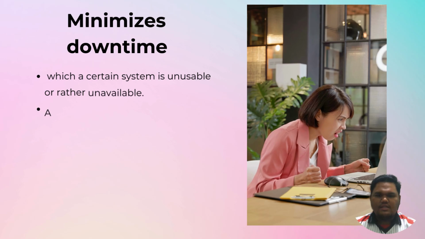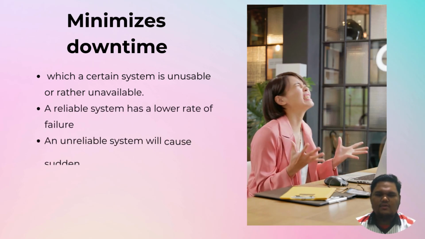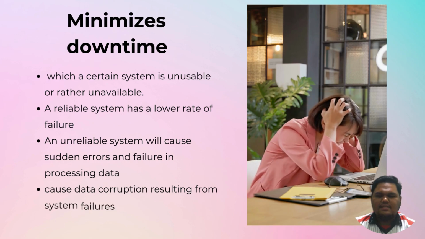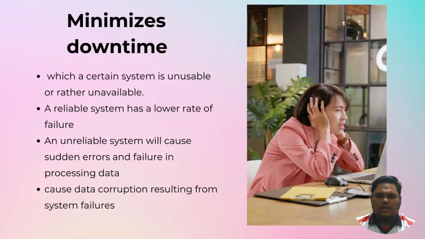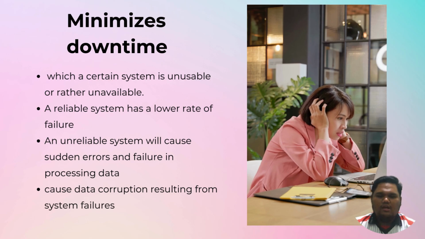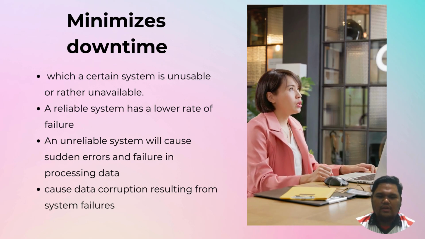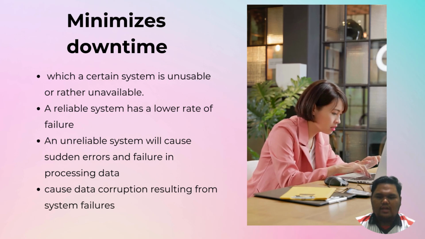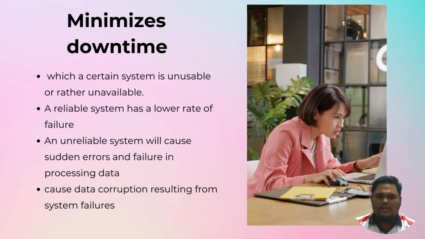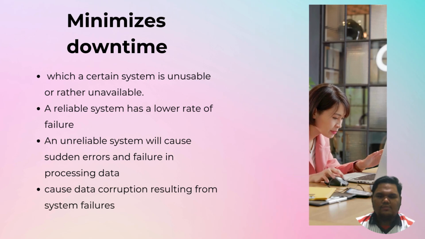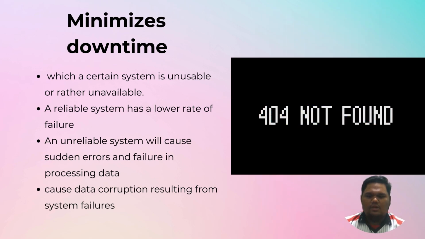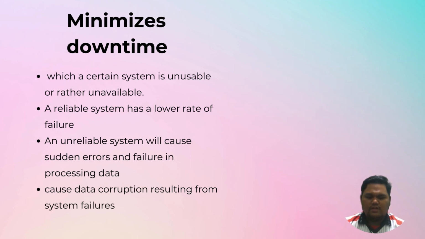The second reason is it minimizes downtime, which is when a certain system is unusable or unavailable. A reliable system has a lower rate of failure. An unreliable system will cause sudden errors and failure in processing data. It will cause data corruption resulting from the system failures.